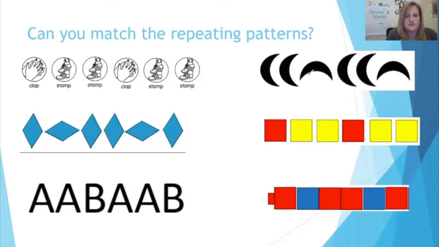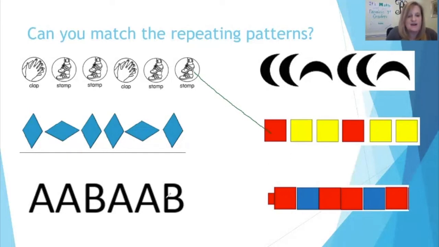So let's see. This is first, first, second. No. First, second, second. So it looks like this pattern, clap, stomp, stomp, clap, stomp, stomp, is the same as red, yellow, yellow, red, yellow, yellow. So I'm going to match these two patterns because they're the same. They're just transferred. They're showing the same pattern in a different way.